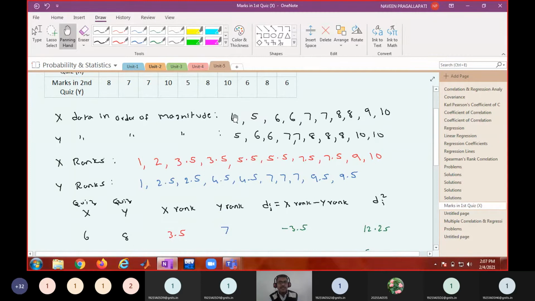Now you give ranks to these marks. Least value 4, so I gave first rank to least value 4. Always we start from lower to upper, in the increasing order of magnitude.